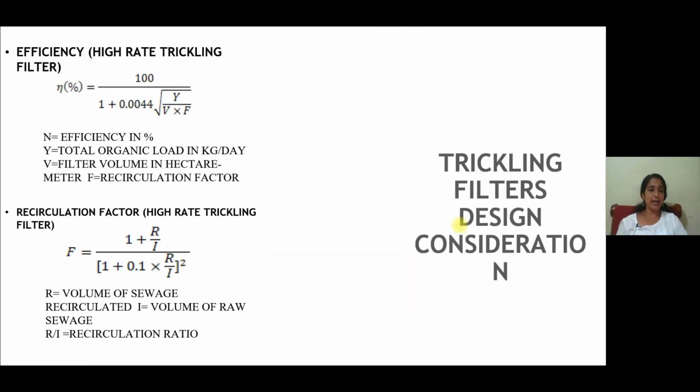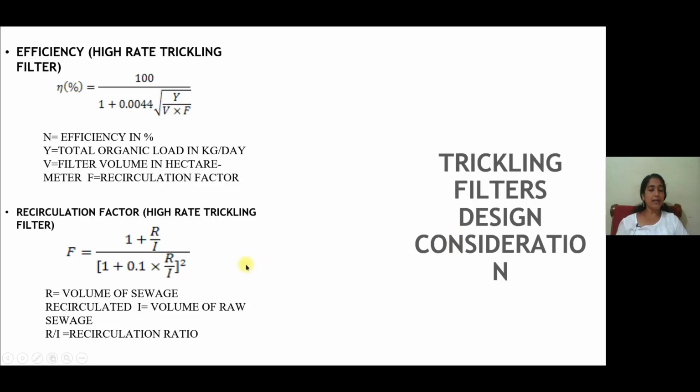Then the efficiency of a high rate trickling filter is 100 divided by 1 plus 0.0044 root of Y divided by V into F, where eta is the efficiency in percentage, not capital N. Y is the total organic loading in kilogram per day. V is the filter volume in hectare, and F is the recirculation factor.